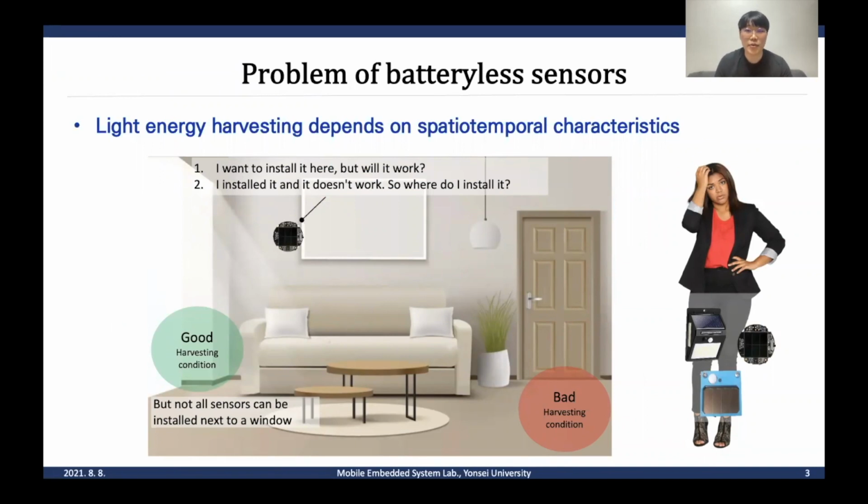However, devices that operate through light energy harvesting have one major problem. Since light energy harvesting is dependent on the position of the device, users do not know whether the device will work when they install it in a desired location. Of course, users may have an intuition that a place near the window will have more energy. However, not all devices can be installed near the window. In this situation, users have no choice but to use a trial and error approach.